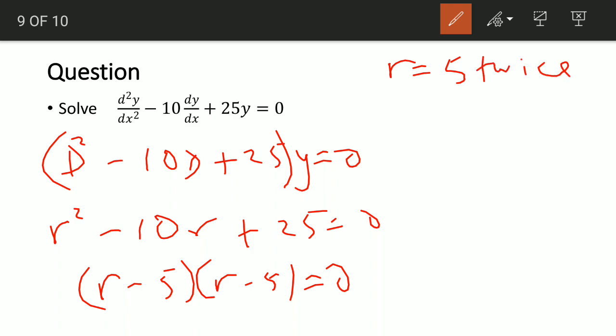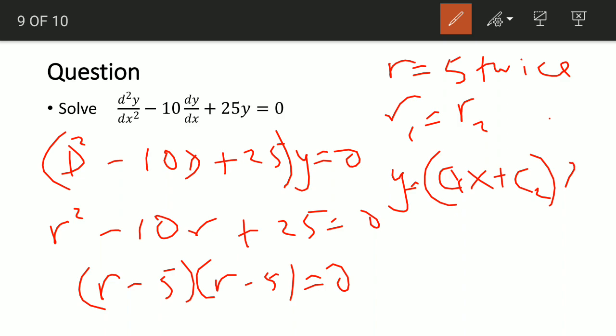R is equal to 5 twice, okay? So meaning that the roots are equal. R1 is equal to R2. That's what this means. So it means that the solution to this equation y now is going to be equal to, open brackets, C1x, okay, plus C2 into exponential, we got 5. So exponential 5x is the answer to that question.